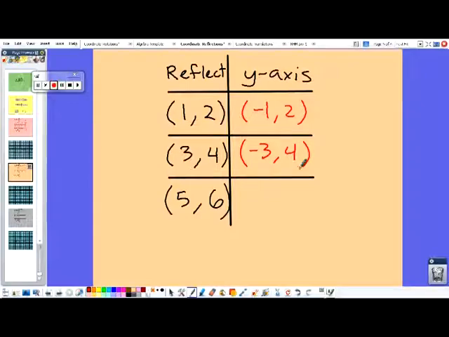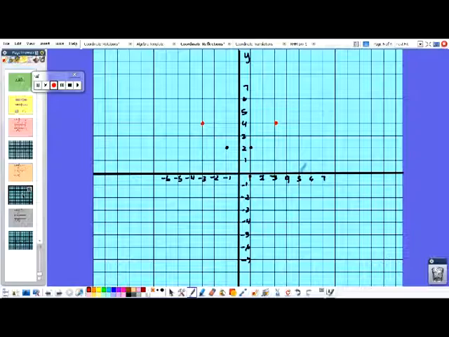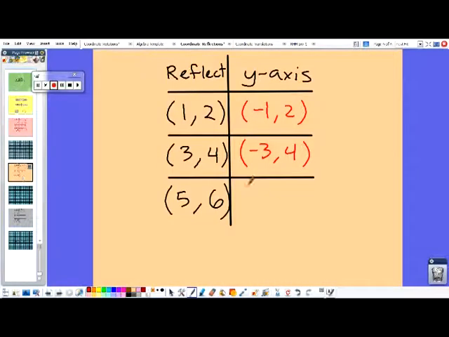Hopefully you're seeing it again. Something's happening with the coordinate point. One more time. At 5, 6, I reflect it to the other side of the y-axis. If I were to fold along the y-axis, right there would be my coordinate point. That would be the reflection. So, if I reflect 5 comma 6, the reflection would be at negative 5 comma 6.